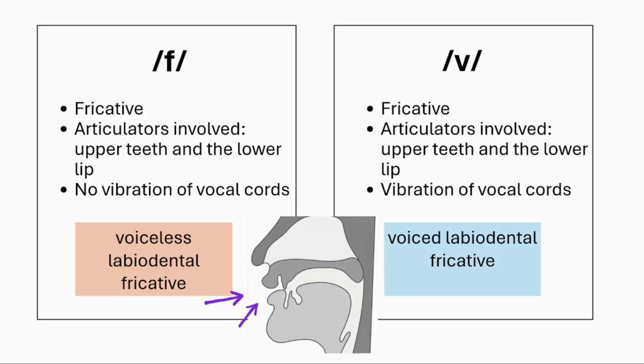In relation to the point of articulation or the place of articulation, the articulators involved are the upper teeth and the lower lip. So it is called labiodental. And in the production of this sound, there is no vibration of vocal cords. This is why the sound is called the voiceless labiodental fricative. In the production of its counterpart, the first sound in the word vet, for example, there is vibration of the vocal cords. This is why it is called voiced labiodental fricative.